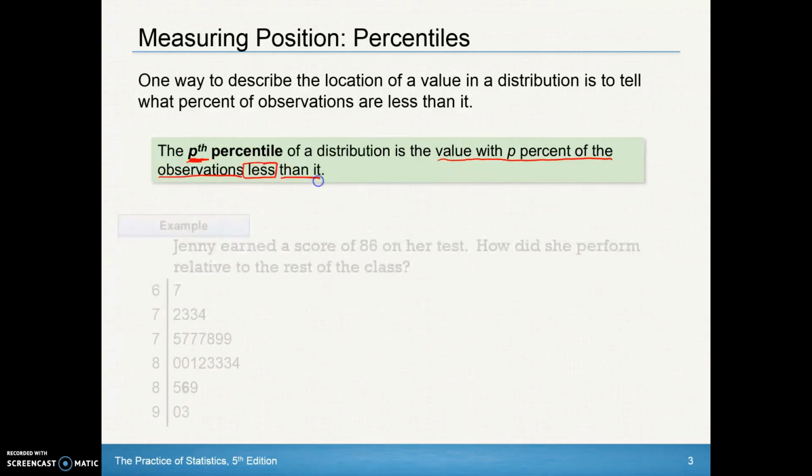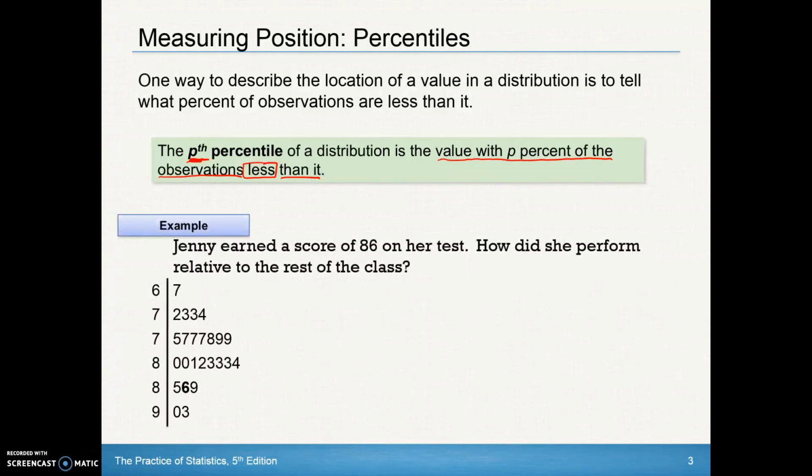All right, so here's our first example. Jenny earned a score of 86 on her test. How does she perform relative to the rest of the class? Well, let me see, there's 1, 2, 3, 4, 5, 6, 7, 8, 9, 10, 11, 12, 13, 14, 15, 16, 17, 18, 19, 20, 21, 22. So we can see that she's the 22nd score on the list, which means 21 people are less than her.